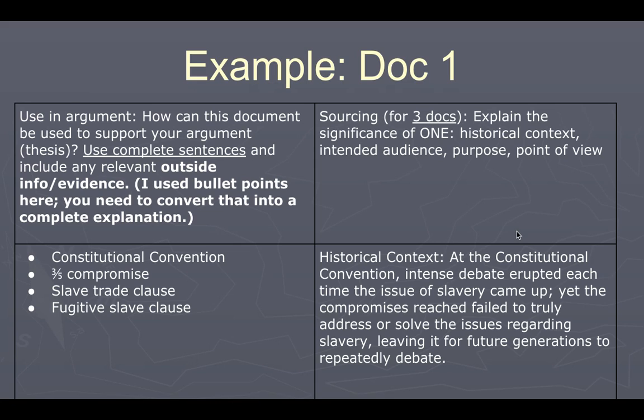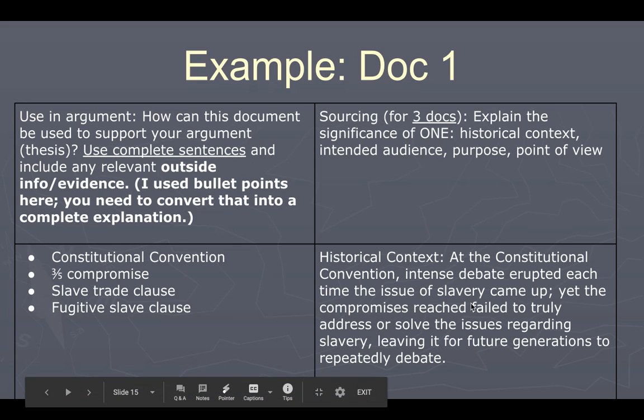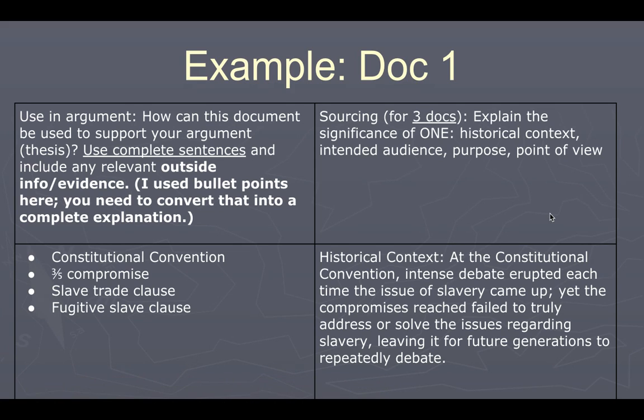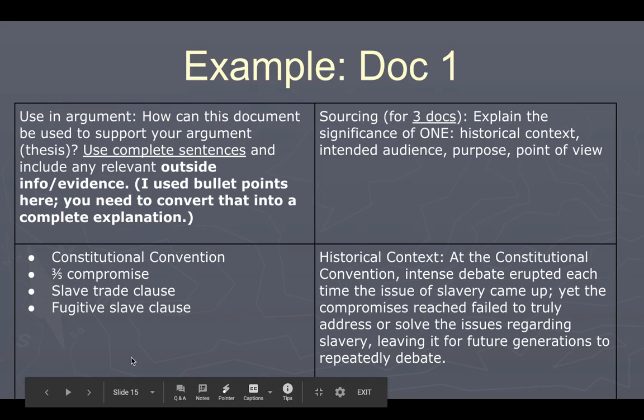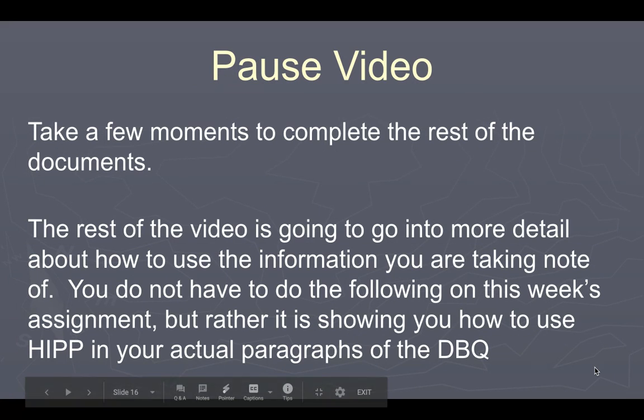So for historical context, I could say something to the effect of, at the Constitutional Convention, intense debate erupted each time the issue of slavery came up, yet the compromises reached failed to truly address or solve the issues regarding slavery, leaving it for future generations to repeatedly debate. So this is what you were doing for each of the other 5 documents.